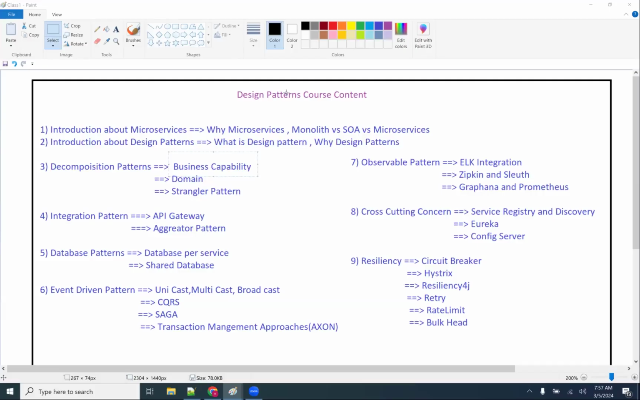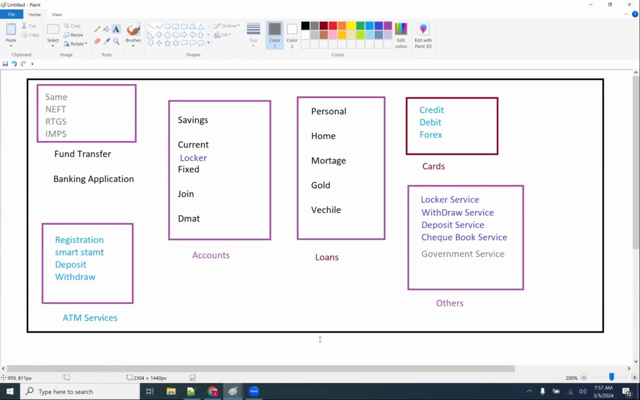Sorry, guys. Now, what is the outcome after decomposing the application into business capabilities? It will give you a clear picture: what are the main categories, what are the subcategories, what are the general options, so that you get a business picture at a glance. Am I right? Right.